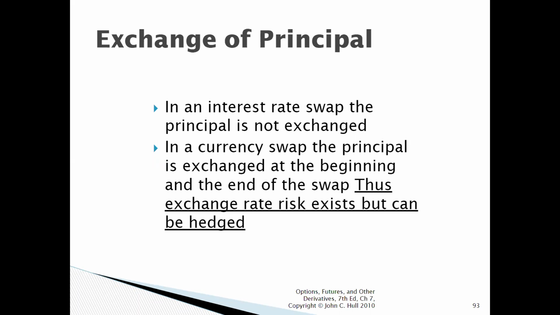So what is the big difference between a currency swap and, for example, an interest rate swap? In a currency swap, the entire principal is exchanged. There's no notional, the whole principal is exchanged. Whereas in an interest rate swap, the notional amount is not exchanged. The entire principal is not exchanged.